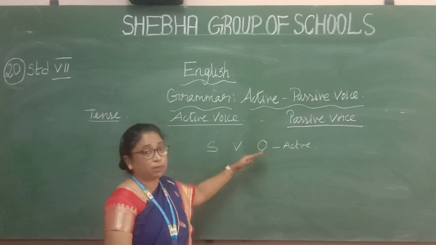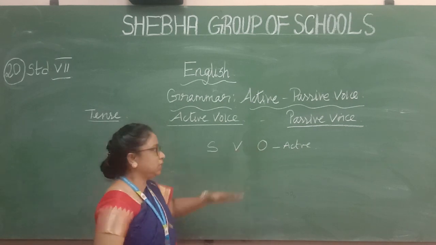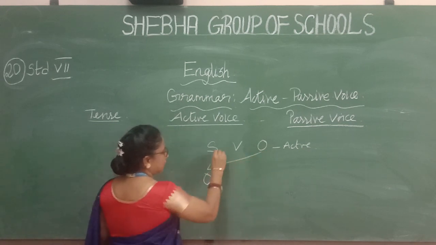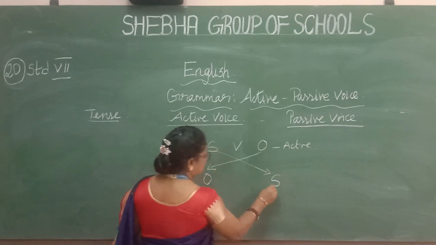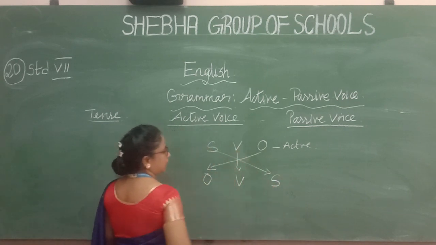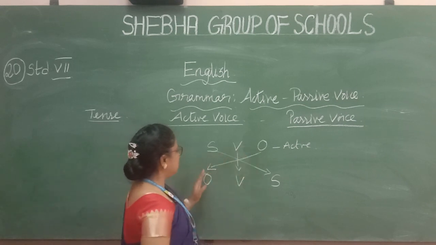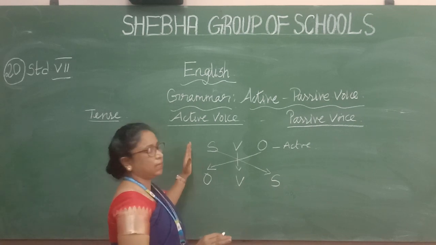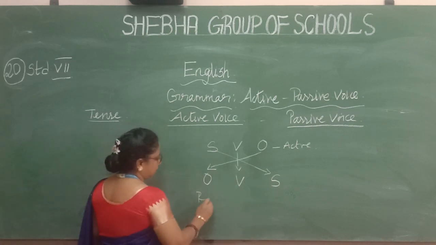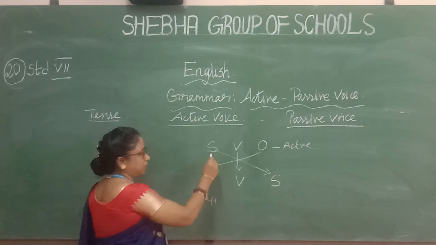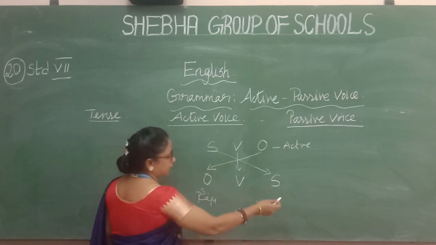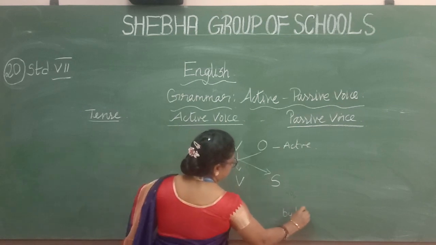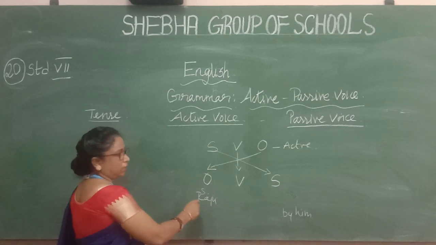When we are changing from active voice to passive voice, the object will come to this side, the subject will go to the other side, and the verb will be in the middle. There are many changes, but you just have to swap the subject and the object. If the subject is a name, for example Raju, then bringing it to this side it should become 'by him', because Raju is a boy.